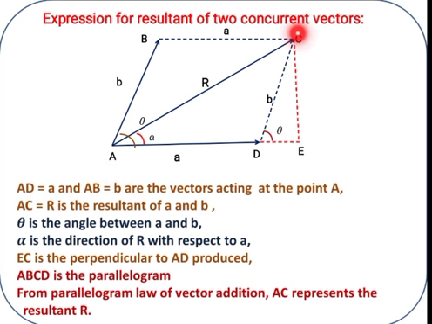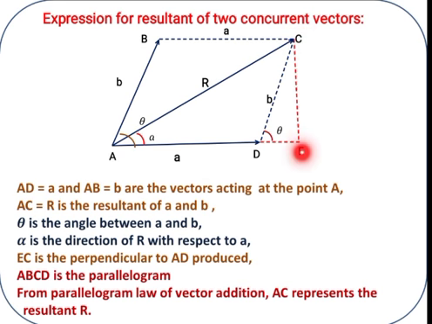Suppose we draw imaginary lines after marking all these points, B, C, D, then A, B, C, D is a parallelogram. Now, suppose I extend the line from this point C till E, with D to E, so that CE is perpendicular on AD.